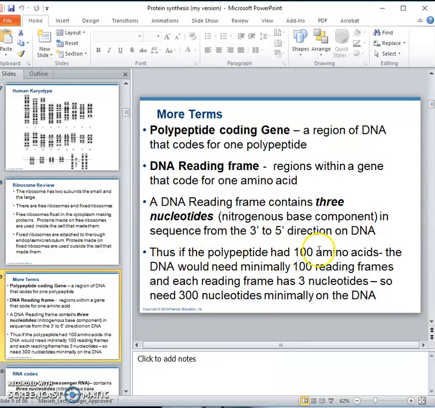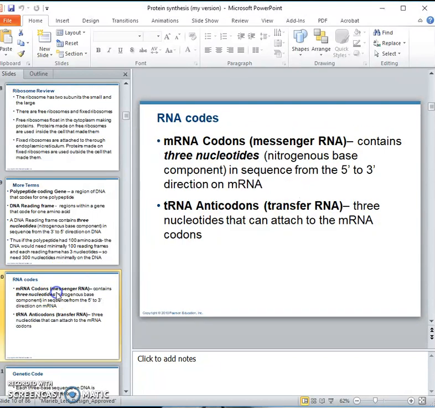Thus, if a polypeptide had 100 amino acids, the DNA would need minimally, hear my word minimally, 100 reading frames, because 3 would be for each amino acid. So you'd need 300. Okay? So kind of study that.